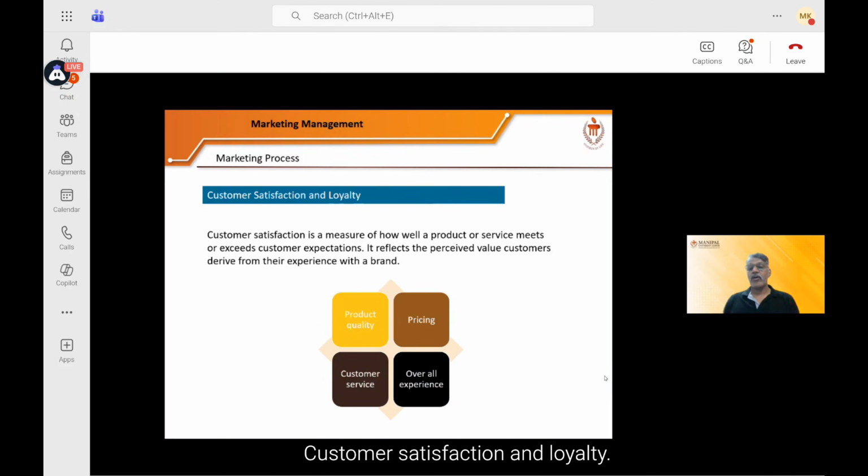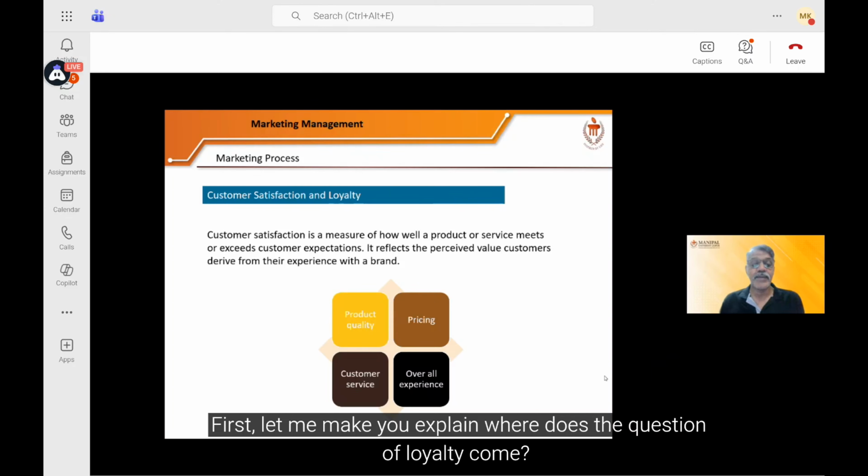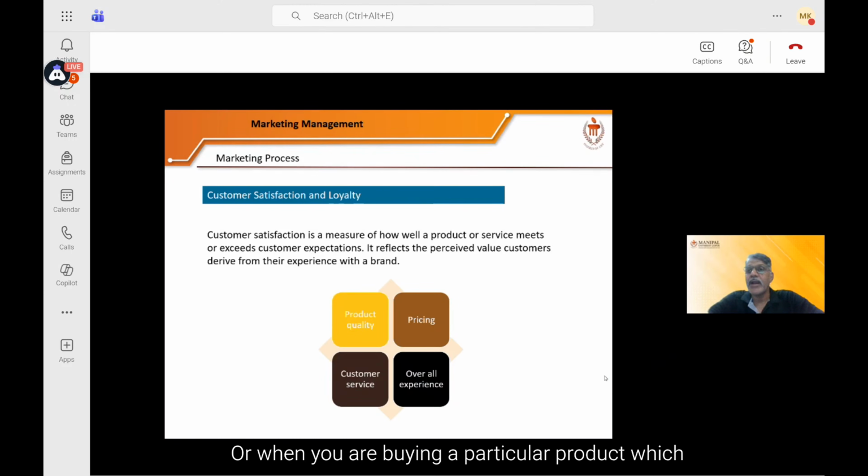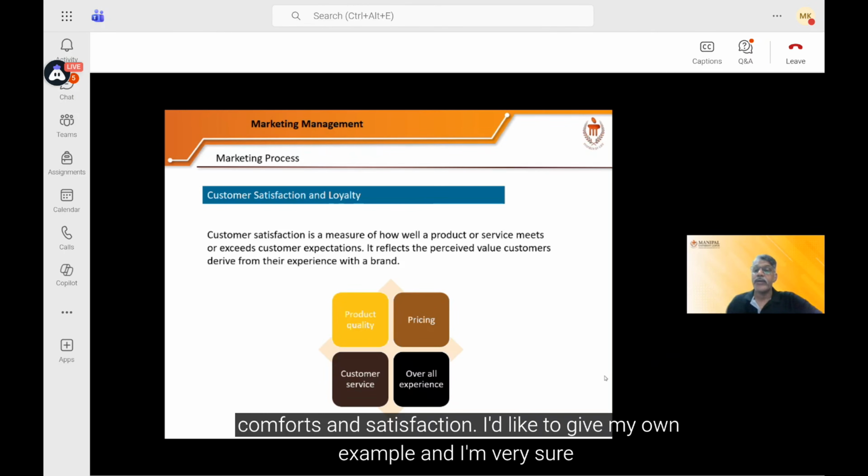Customer satisfaction and loyalty. Where does the question of loyalty come? First, let me explain where the question of loyalty comes. The question of loyalty generally comes when you are buying a particular product frequently, or when you are buying a particular product which gives you a high level of comfort and satisfaction. I would like to give my own example, and I'm very sure you all will agree with this.